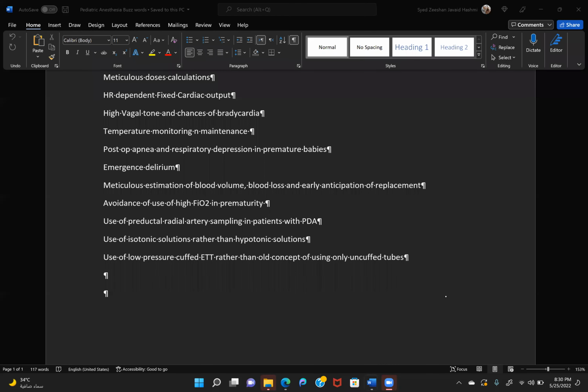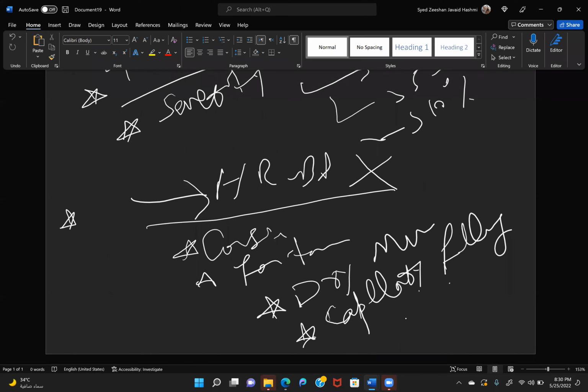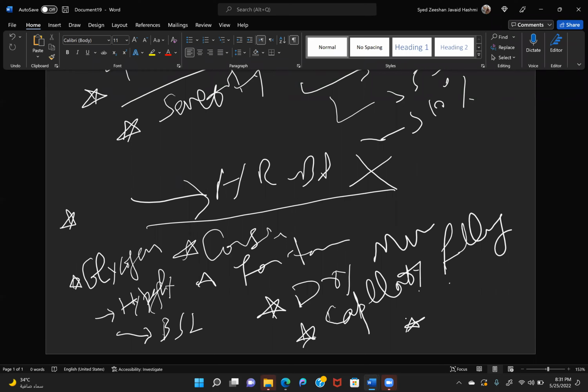Assessment of dehydration is very important: how to assess the severity of dehydration, and then replace it. Another concern some people raise is that because they have less glycogen stores, they can tend to hypoglycemia. For that, you can monitor the blood sugar levels, especially in patients at risk, such as premature babies. In premature babies, there are more chances of hypoglycemia.